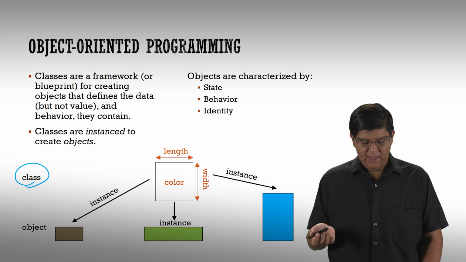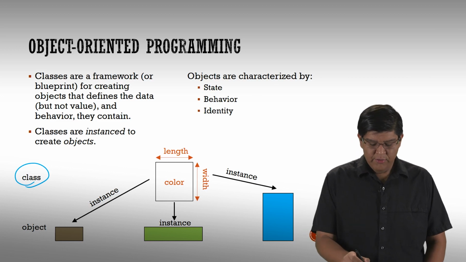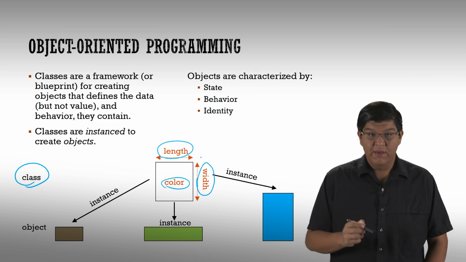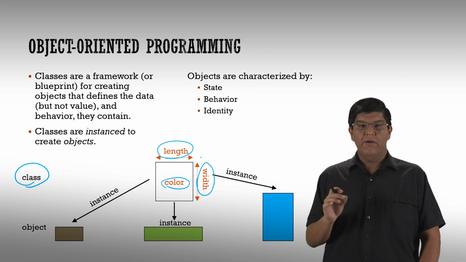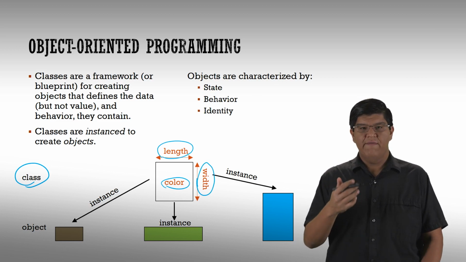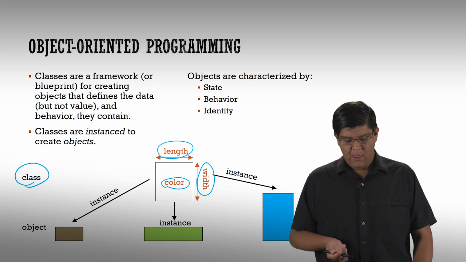So a class by itself, for rectangle, knows that I need to have a color, a length, and a width. They're not filled in. I don't know specific values for it, but I do know that any object I construct from this class will need to have those things defined for it. So this is our blueprint.